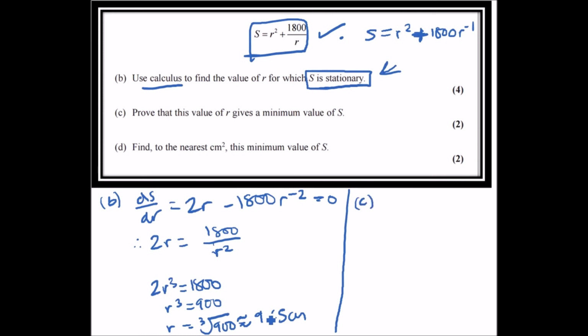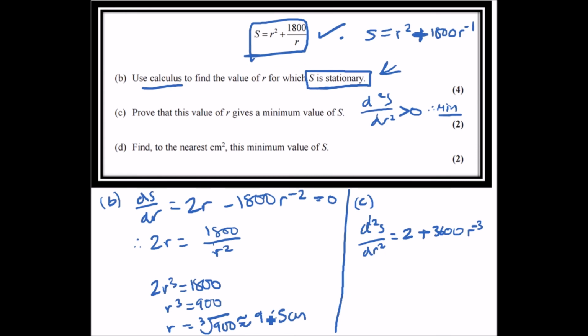So let's try part C. Prove that this value R gives a minimum value of S. To prove it, we differentiate again, put the value R in, and show that the second derivative is greater than 0. This proves it's a minimum. Taking the second derivative, d squared S over dR squared equals 2 plus, dropping minus 2 gives a plus, 2 times 1800 is 3600 R to the negative 3.